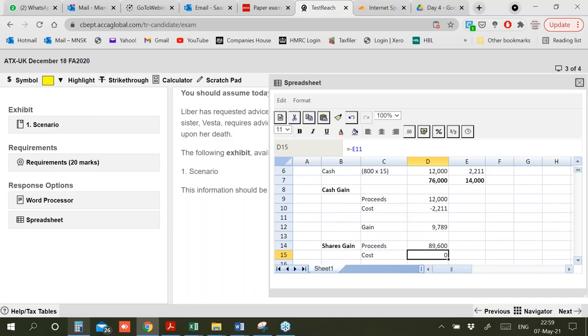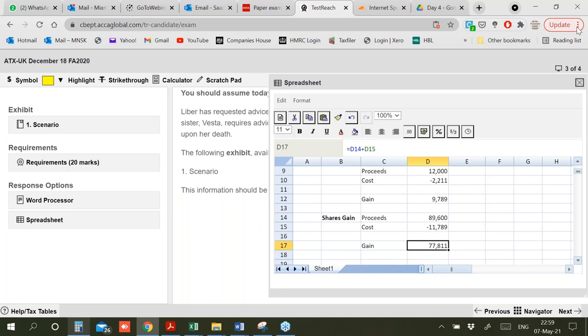Now, what will be her cost? Cost we have calculated already, 11,789. So the gain will be 77,811. And this will be the gain even if she sells the shares next year. Why? Because the cost will remain the same and Janus will be paying her the same amount of money. I'll explain what will be the impact by delaying the sale. But first, if you can raise your hand if you have understood till here.